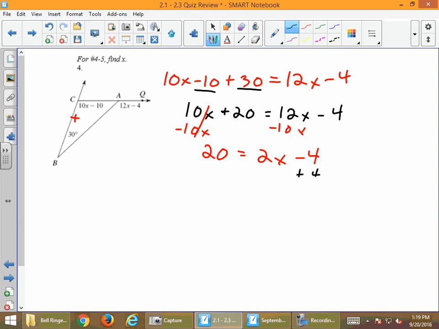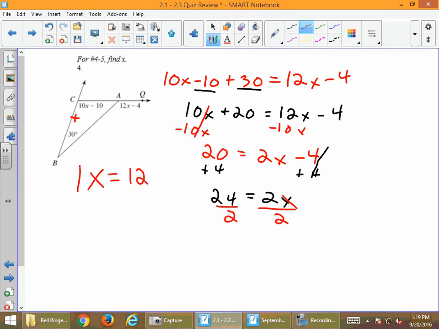Add 4. Add 4. 24 is equal to 2x. Last step, that's an x by the way. 2x divided by 2, divided by 2. X equals, is that a 24? 12. X equals 12. Nice job.